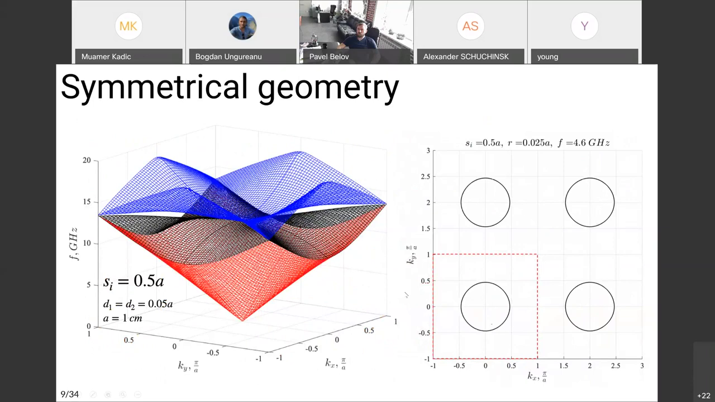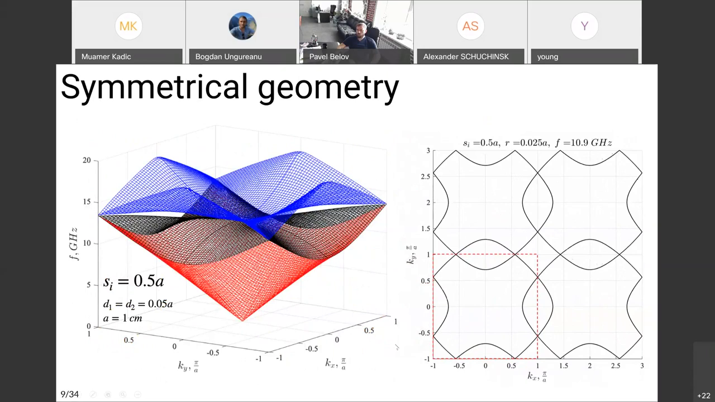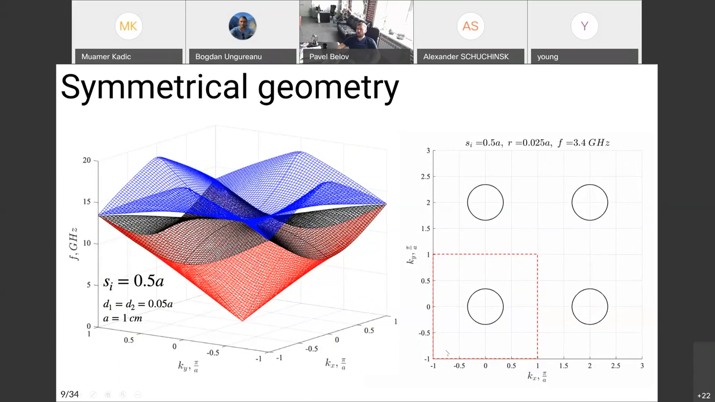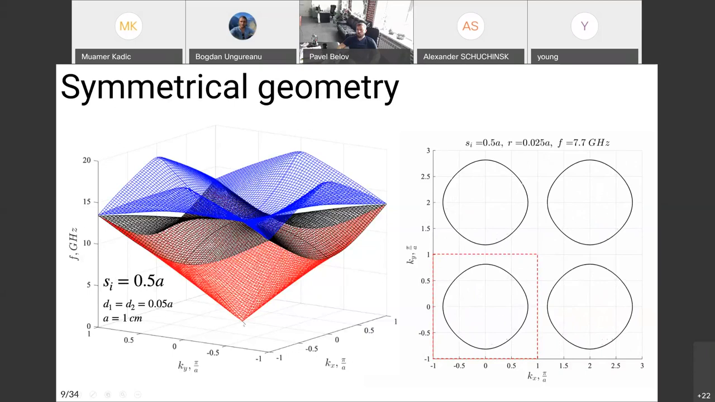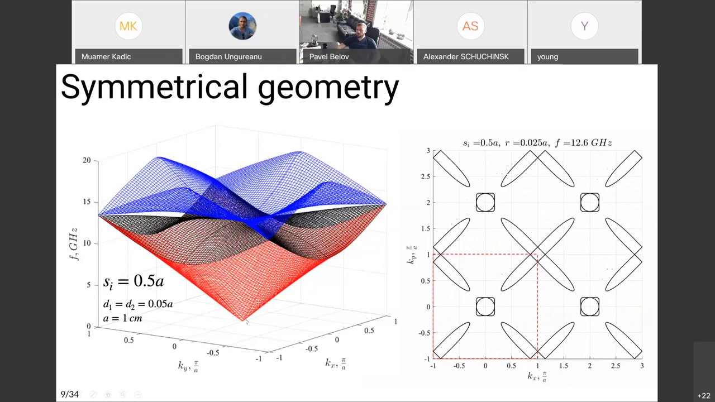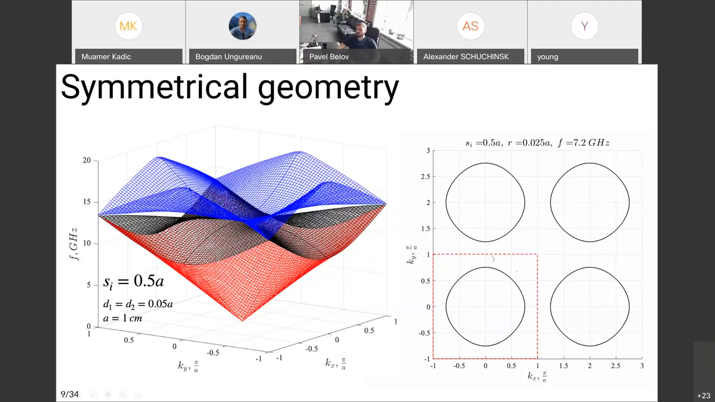This video gives us, at the left side, dispersion diagrams and, at the right side, isofrequency contours for these metamaterials. And you can see that at low frequencies, you can have a circular isofrequency contour right around the gamma point. After that, the wave numbers of the mode increase with the increase of the frequency. At a certain moment, the wave vectors become comparable with the period. And at a certain moment, this isofrequency contour starts to touch the corners of the Brillouin zone.